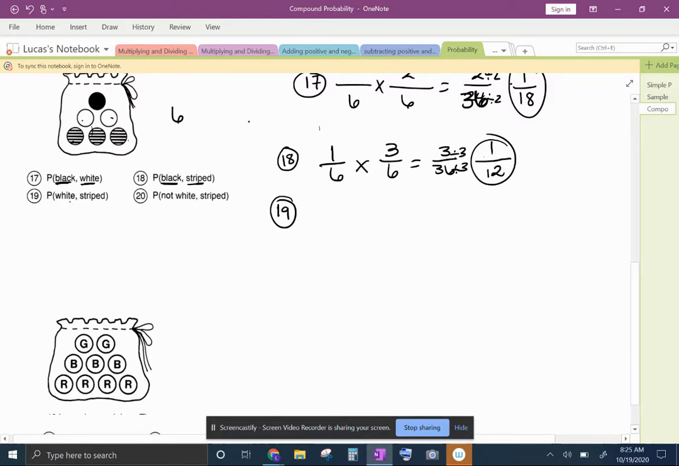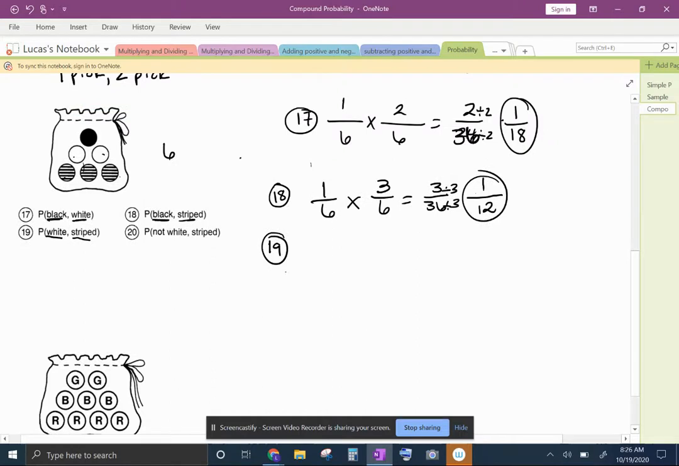And number 19 says the probability of white and then a striped. So we're going to find the probability of white, which is 2 out of 6. And then we're going to multiply that times the probability of the second event, which is probability of striped. Now we're going to replace this white that we pick. And so the probability of stripe now is 3 out of 6. And so that'll be 6 out of 36, which we can reduce to 1 out of 6 chance. So there's a higher probability that we'll get white and then a striped than maybe, let's say, like number 17, a black and then a white, because this is 1 out of 18, and then this was 1 out of 6.